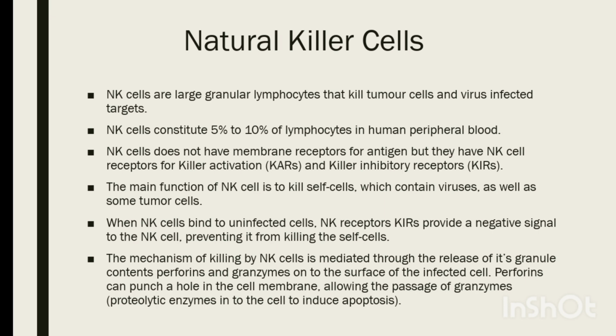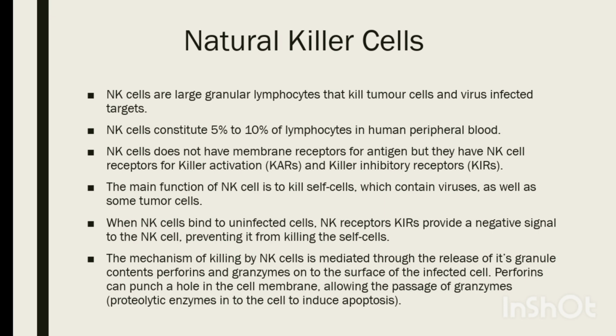as some tumor cells. When NK cells bind to uninfected cells, NK receptors KIRs provide a negative signal to the NK cell, preventing it from killing the self cells. So we learned that the main function of NK cell is to kill virus infected self cells. But when it is bound to uninfected cell, NK receptor KIR provides a negative signal to the NK cell and it prevents killing the self cells because they are uninfected cells.